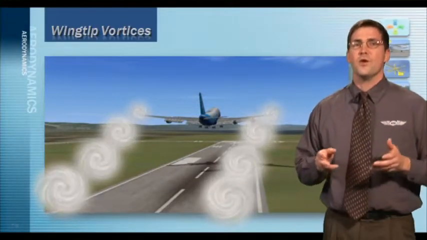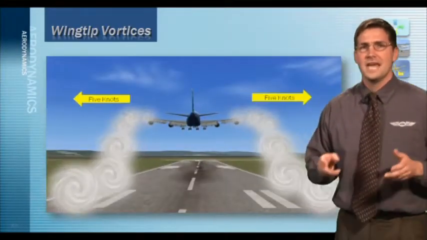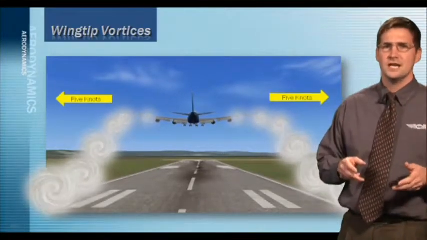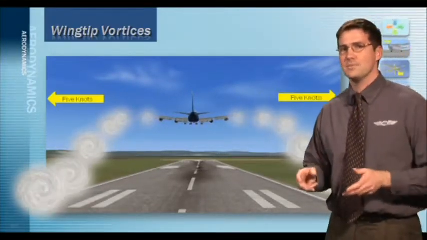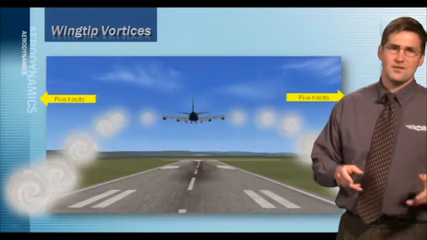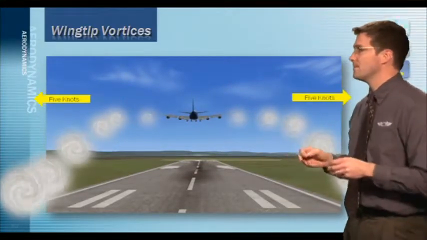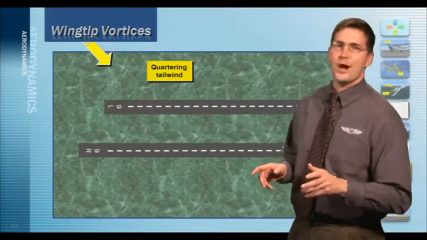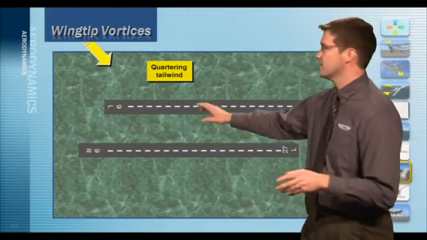Typically, they move away from the airplane laterally at a speed of about 4 or 5 knots in a no-wind condition, and usually they fall off, descend below the wing area at a rate of about 400 to 500 feet per minute. Here's what can happen if you get into a situation where there's some wind and perhaps a parallel runway like we see right here.